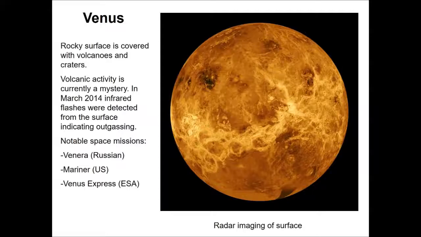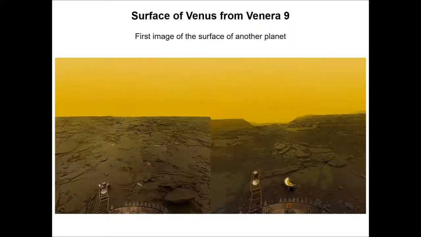In fact, this picture is a picture taken from Venera 9, and it's actually the very first image that was ever taken from the surface of another planet. And you can see it's not a pleasant environment. The ground looks volcanic. If you've ever been to a volcanic site, this is a very similar appearance, but it's flattened.